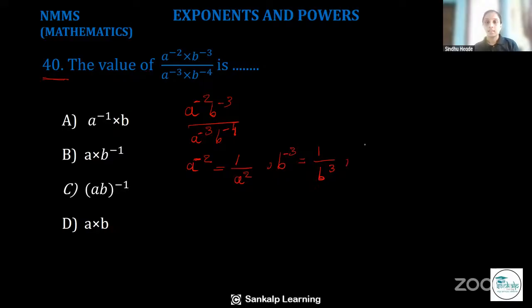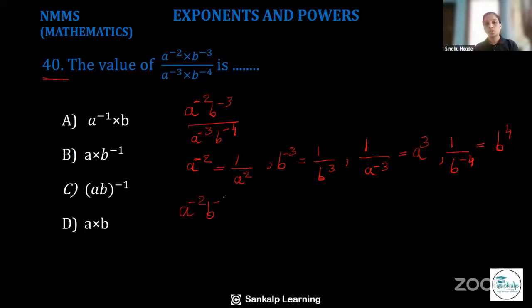Then 1 by a raised to minus 3 is already given in the question. See here, a raised to minus 3 is in the denominator, means it is 1 by a raised to minus 3. So it goes to the numerator and it becomes a raised to plus 3. Similarly, 1 by b raised to minus 4 becomes b raised to plus 4. Now substitute all in this expression. This is our given expression.